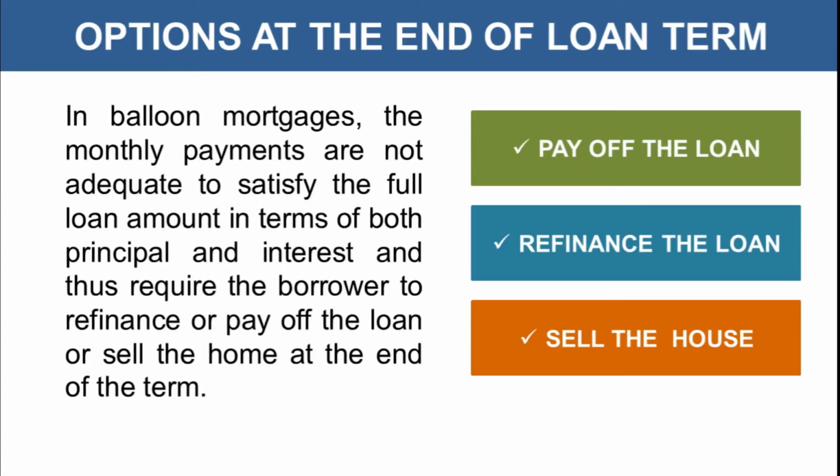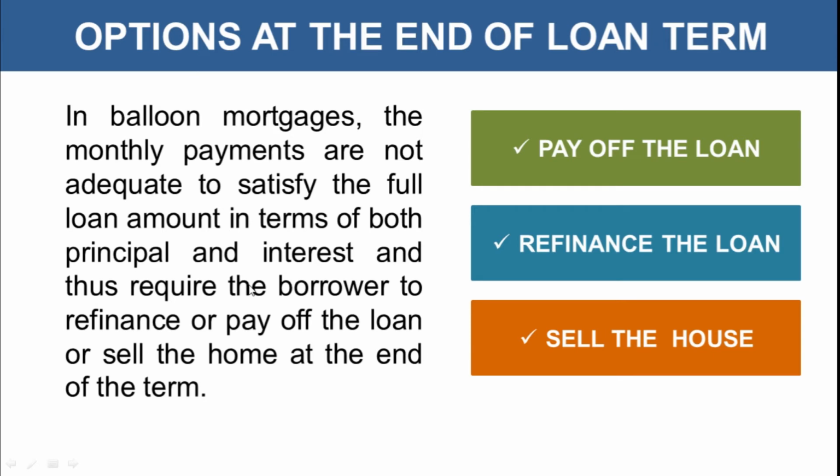So let's move on to our next slide, which is options at the end of the loan term. What options can you consider at the end of the loan term? Now, the loan term of a balloon mortgage loan is important because at the end you are going to make a large payment. So we need to consider this. In balloon mortgages, the monthly payments are not adequate to satisfy the full loan amount. Why is it? Because the monthly payments are quite low. As I already mentioned, it would be only the interest payment or a very minimal amount of principal payment also, and that too in a shorter repayment period.